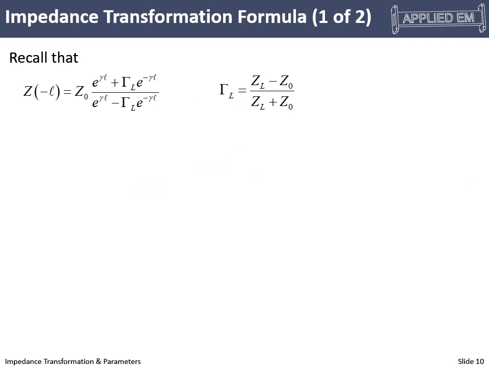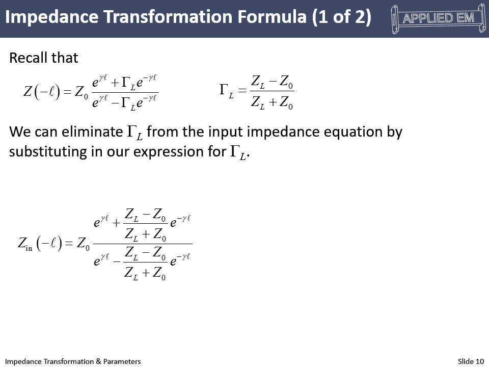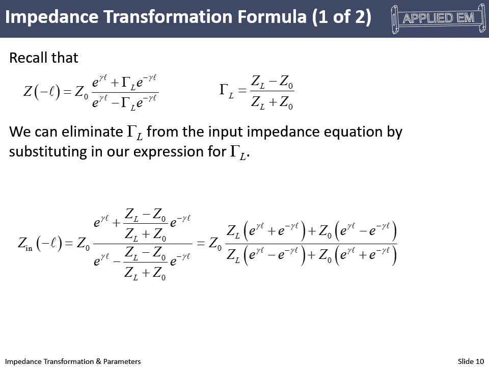Okay, so here's where we were from the last slide. Let's remember our reflection coefficient was the difference in impedances divided by the sum of impedances. Let's put this expression into our input impedance equation. So we drop that in. We can multiply the numerator and denominator by ZL plus Z naught, and we can simplify a little bit, and here's where we end up.